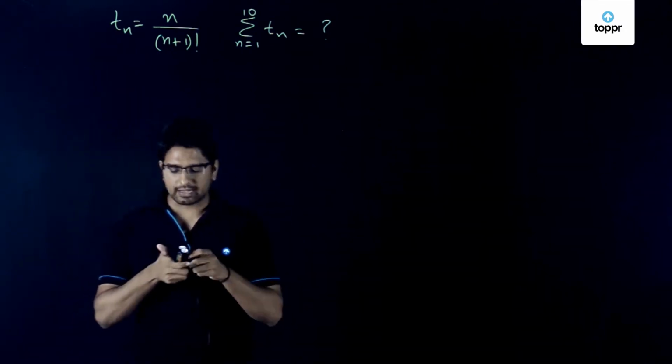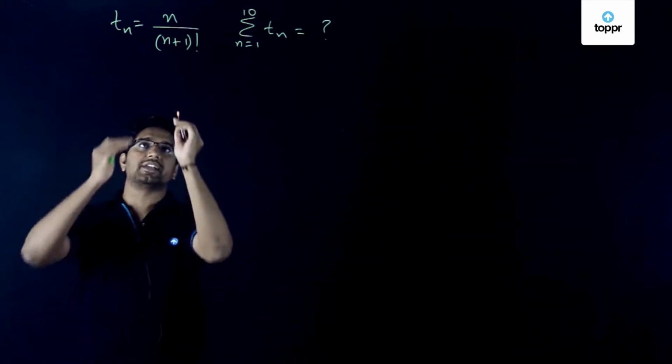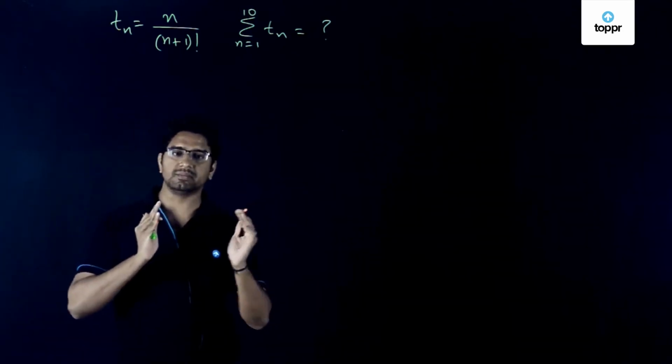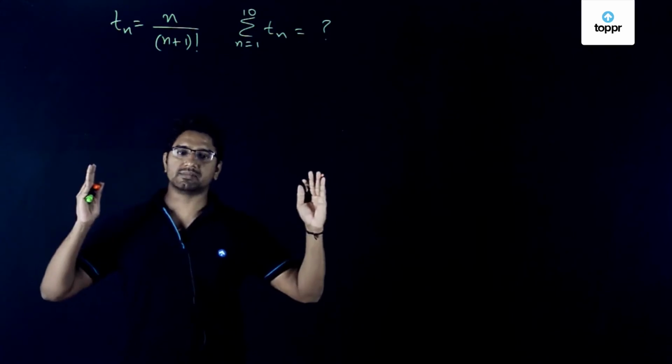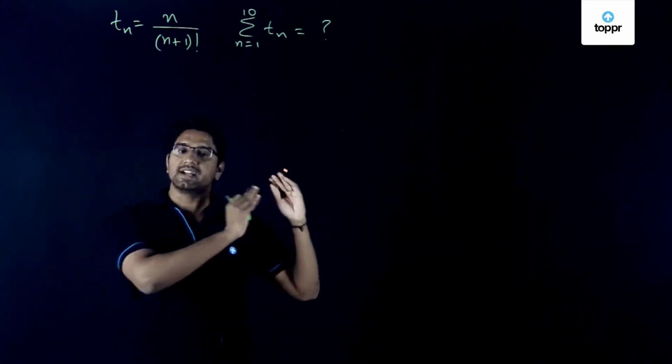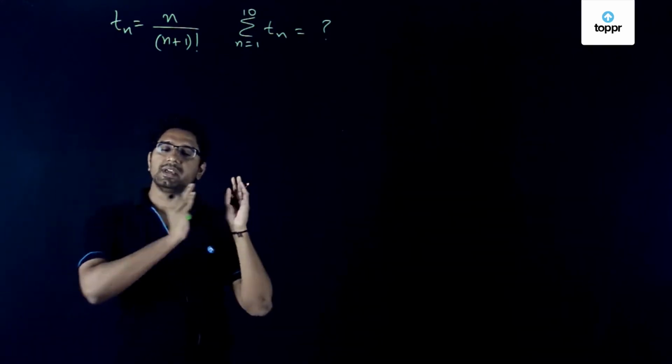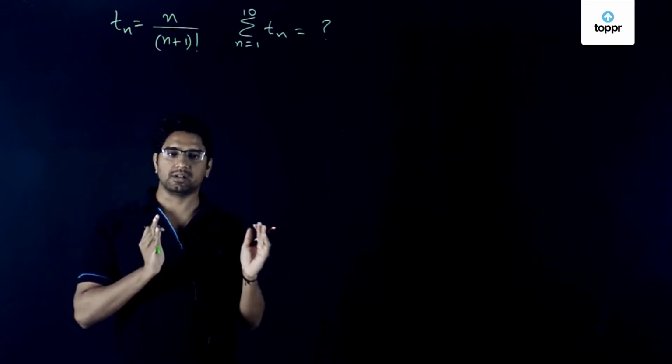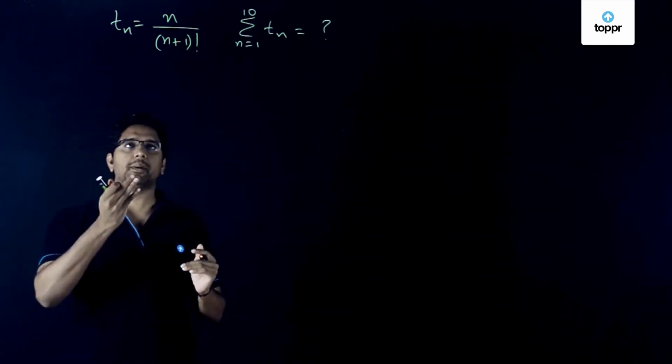Now what do you mean by a telescopic sum? It is nothing but writing it down as a difference of two terms such that when we add all the terms up, most of the terms get cancelled and finally we will be remaining with a finite number of terms. So in this case, how to go about it?